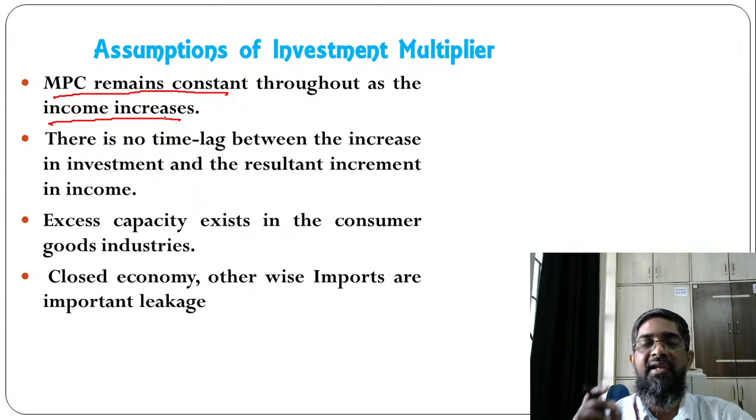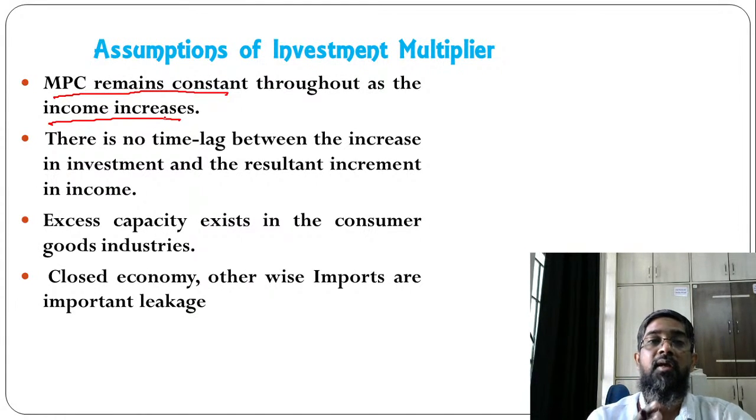अगर वो 0.8 है, 80% है, तो वो 80% ही रहेगा throughout that time period, that is 1 year period. You know, if you assume a short period. So MPC remains constant, and this is a valid assumption. People don't frequently change their behavior to buy things.